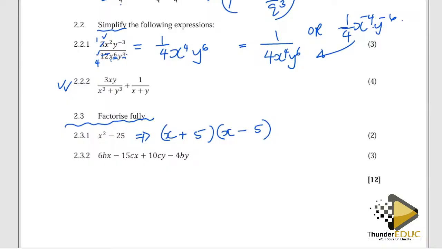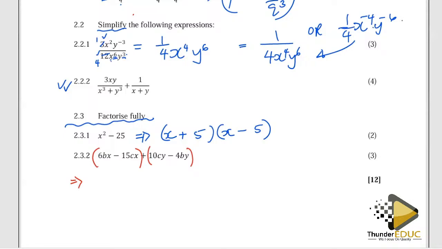And then 2.3.2, we have 6bx minus 15cx plus 10cy minus 4by. So we have 4 terms. In cases where we have 4 terms, it's paramount that we carry out what we call grouping. So let me just try to group like this and see if it's going to give me something. With the grouping, the target must be to get the same bracket at some point. So after grouping, you need to factor out what is common.